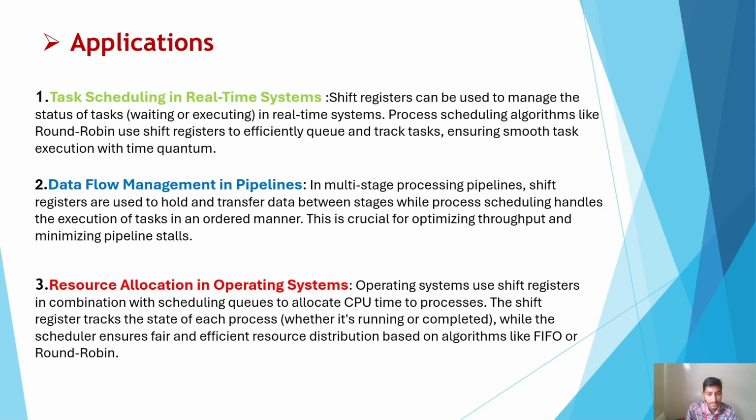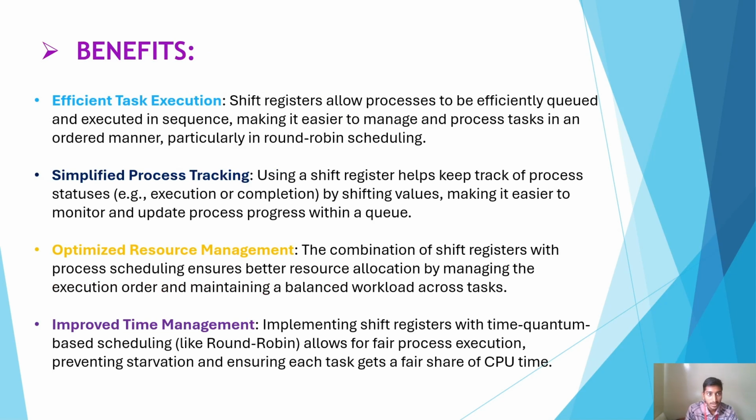Resource allocation in the operating system. Operating systems use shift registers in combination with scheduling queues to allocate CPU time to processes. Shift registers tag the task and stage of each process, while the scheduling ensures efficient resource distribution based on algorithms like FIFO or round robin. And the benefits are efficient task execution.